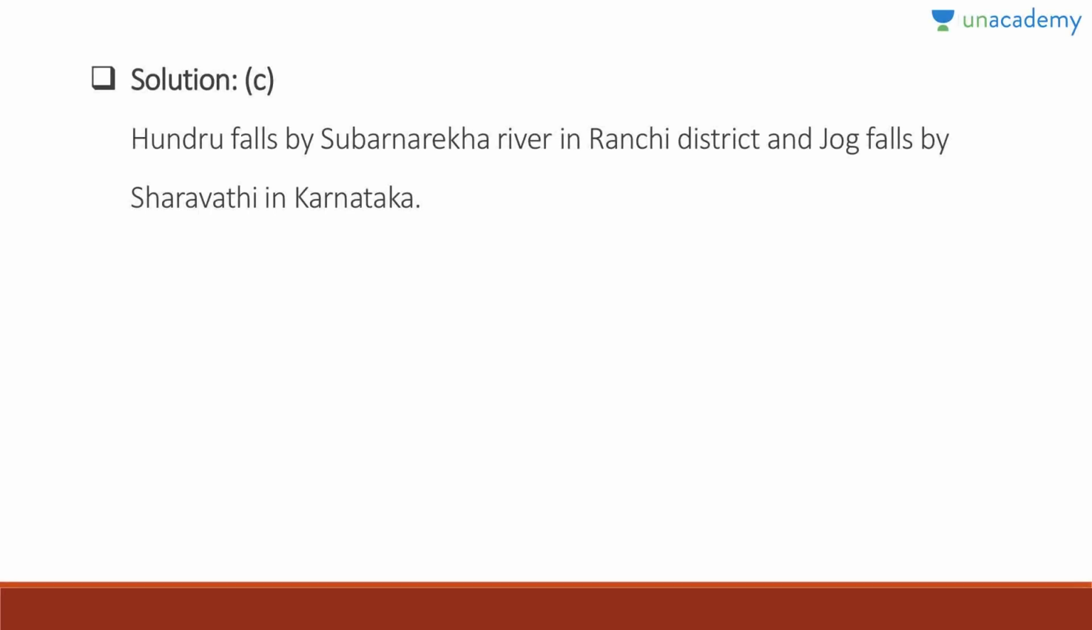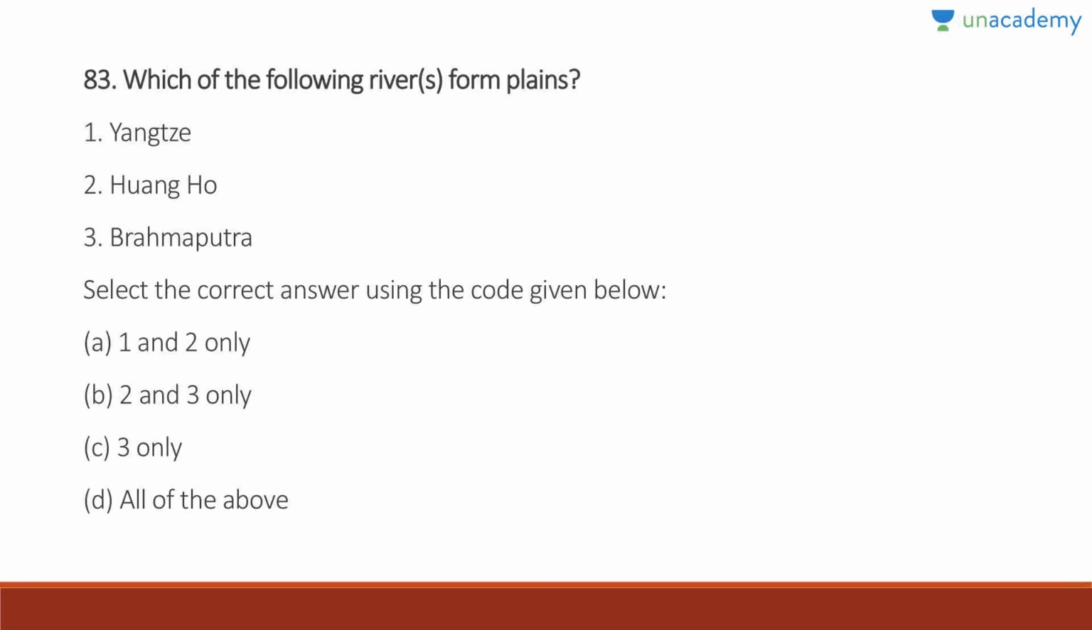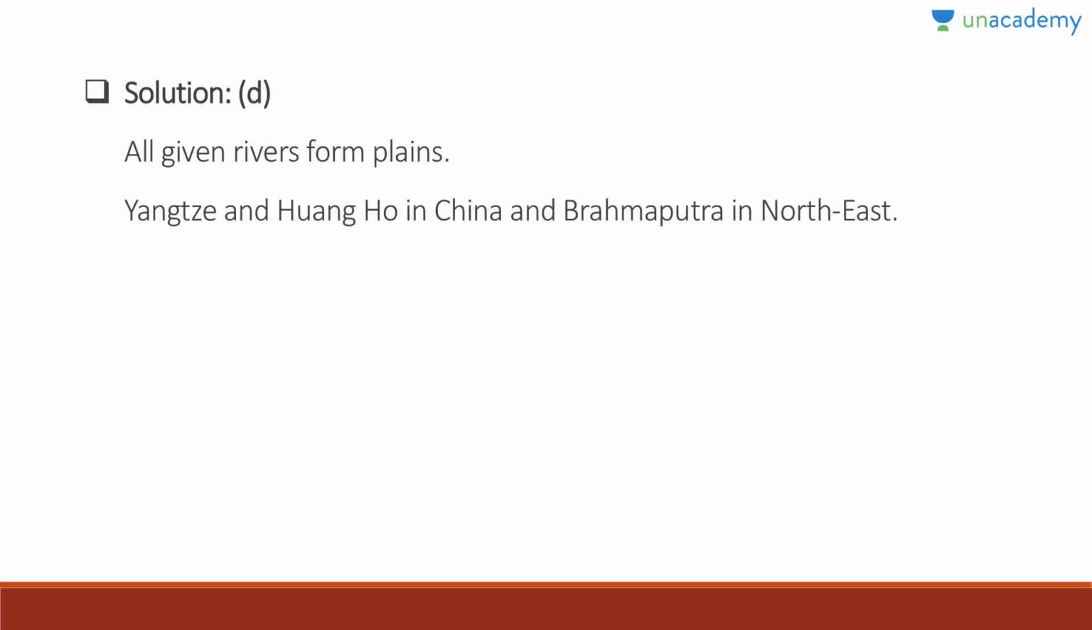Question number 83. Which of the following rivers form the plains? Yangtze, Huangho, Brahmaputra. So here all of these form the plains. So the answer here is D, all of the above. Yangtze and Huangho are in China. Brahmaputra is in northeast India. So the answer here is D.